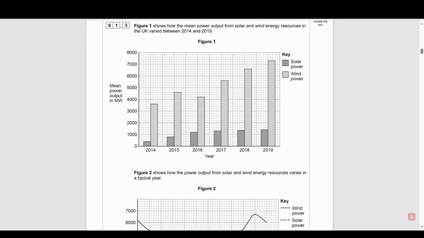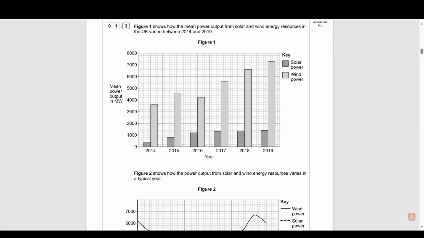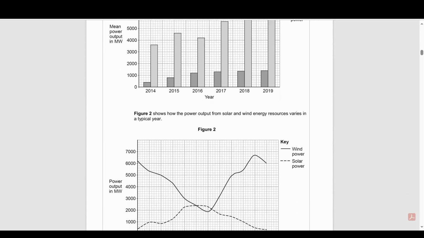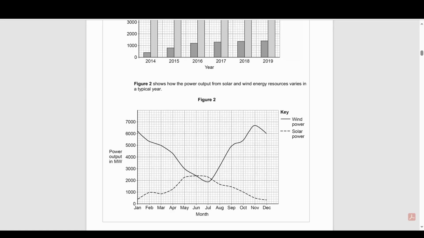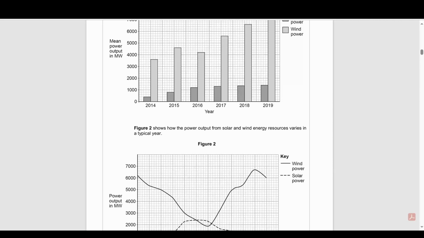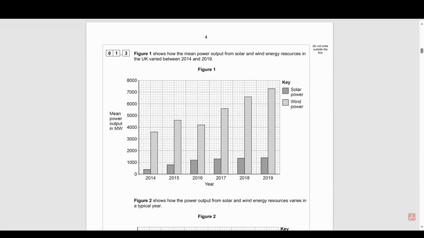Question 1.3. Figure 1 shows how the mean power output from solar and wind energy resources in the UK varied between 2014 and 2019. Figure 2 shows how the power output from solar and wind energy resources varies in a typical year. So let's analyze figure 1 first, and then we'll analyze figure 2, and then we look at our question. So we're given a key. The grey box is wind power, and the darker grey box is solar power.